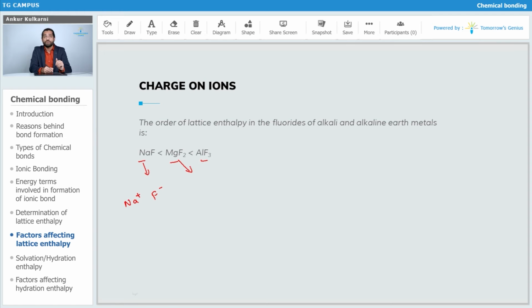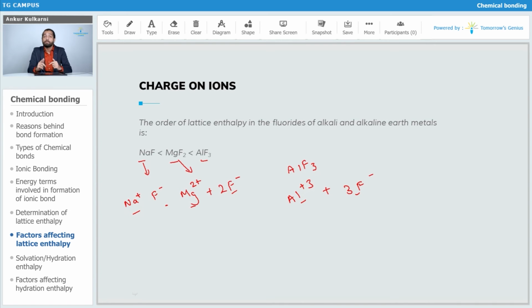Similarly, you have MgF2. How does MgF2 dissociate? Mg2+ and 2F-, correct? And similarly, we have AlF3. Now, how does AlF3 dissociate? It dissociates as Al3+ and 3F-. I hope you know this. Is there any doubt in this? There shouldn't be any doubt, as you know the charges. Your sodium possesses +1 charge, your magnesium possesses +2 charge, your aluminium possesses +3 charge. Now what is common in them? Your fluorine is common. So we can say that the anion is common with negative charge.